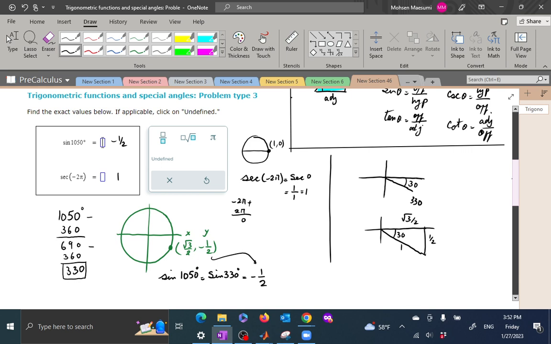So 330 is same as this angle minus 30. Excuse me, I forgot to put this minus 1. Let me rewrite it so it's clear. After you flip it over, this becomes minus 1/2. Okay, what is it that we want? We want sine.